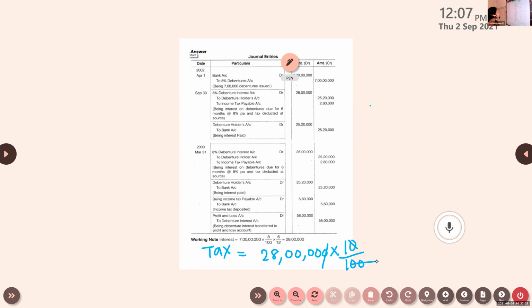Next, interest is paid. So what happens? Debenture holders account debtor to bank. Again, the second time, it is half yearly. So the second part, interest becomes due. Same repeats. Payment is done. Interest payment is done.